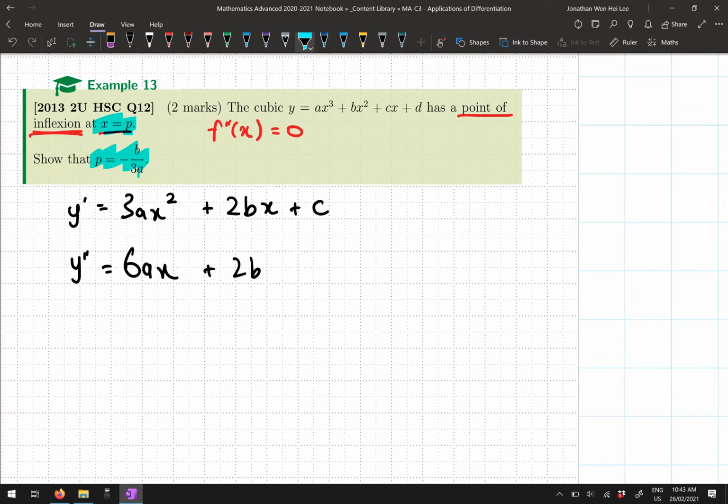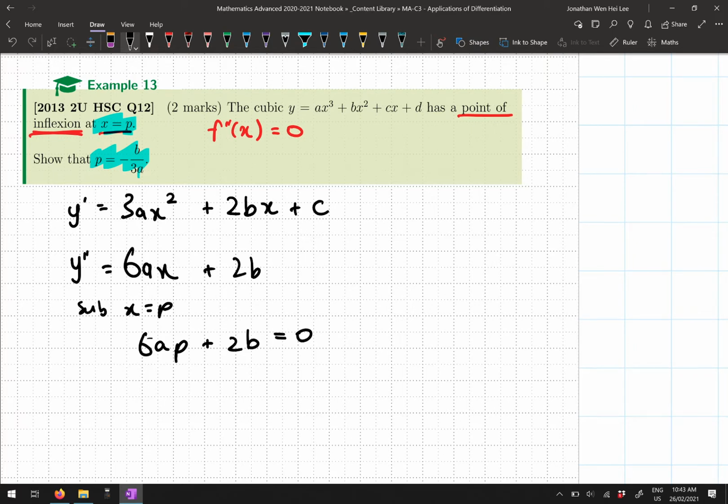So we're going to sub in P. If I sub x is equal to P, what will I get? 6aP plus 2b. And what's the condition for it to be a point of inflection? It needs to be equal to 0.